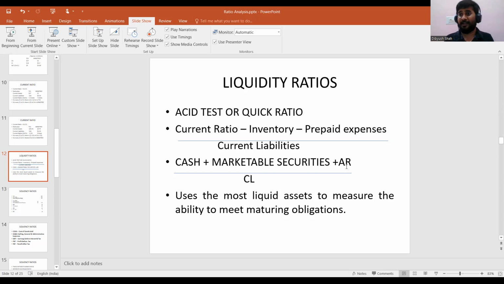In the next session, we will be discussing solvency ratios and operational efficiency ratios. Hang on with me, guys.